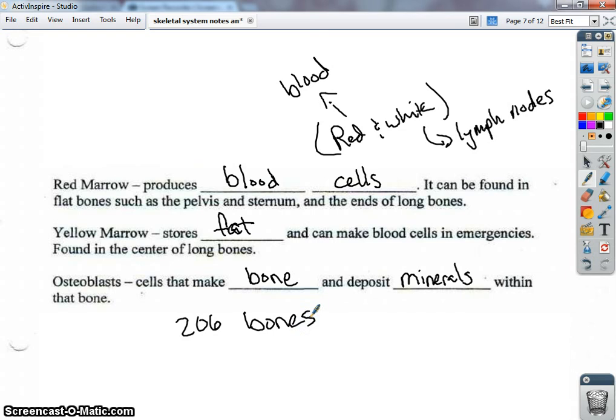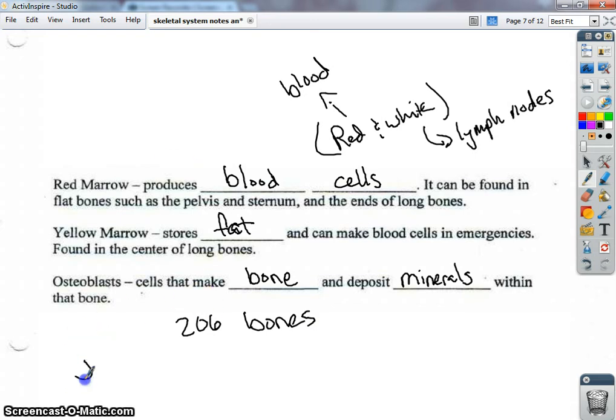Now remember, you have the same bones on both halves of your body because we have bilateral symmetry. So when we're looking at the names of bones on one side, they're also the same as the other. So even though there's 206 bones, there aren't 206 names of bones. Okay, so that's something to remember.